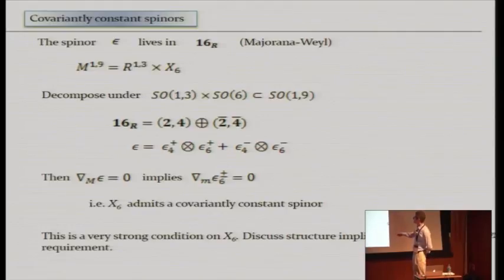Okay, so in order to preserve some supersymmetry, in order to have some unbroken supersymmetry transformation, this manifold X6 must admit a covariantly constant spinor. All right? Now, the existence of a covariantly constant spinor imposes, in general, and in this case also, very strong geometric conditions on your manifold. And so we now want to discuss some of the structure that's implied by this requirement of having a covariantly constant spinor.